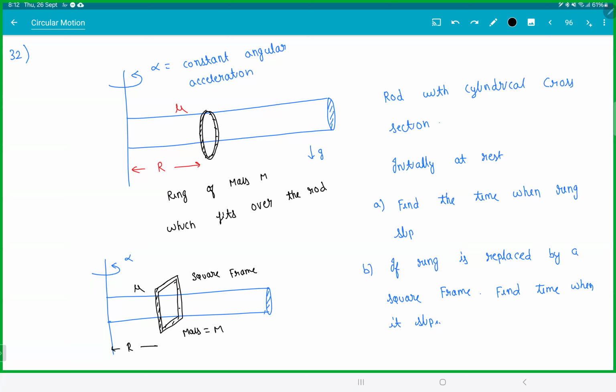Fourth root of alpha mu r g, no, that's not the answer. I didn't write fourth root. No, alpha square is not the answer.